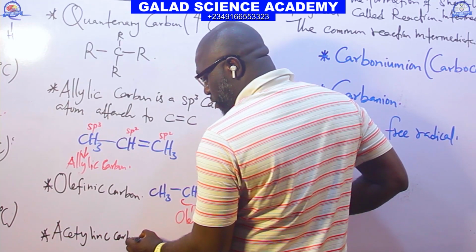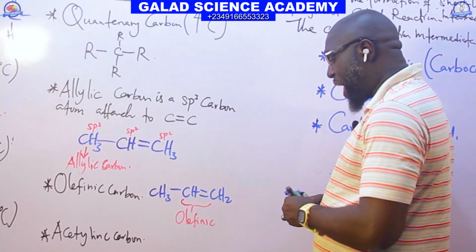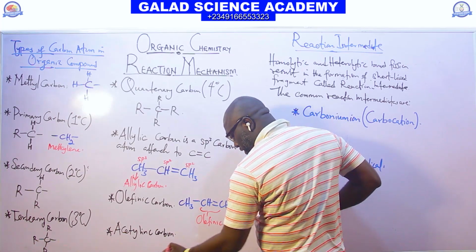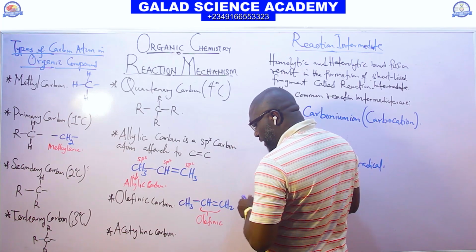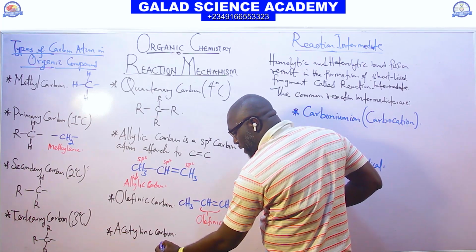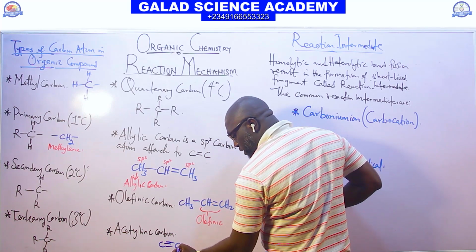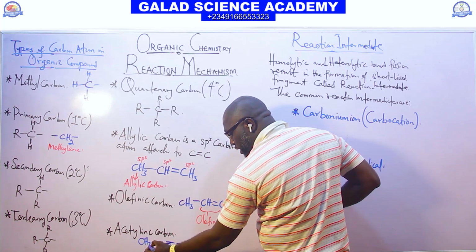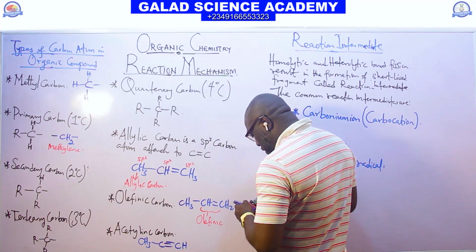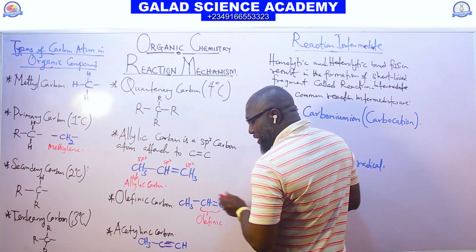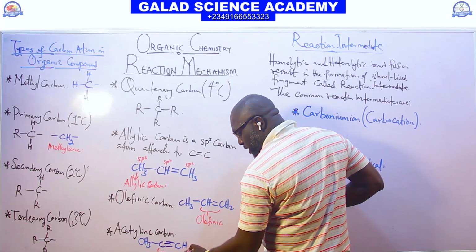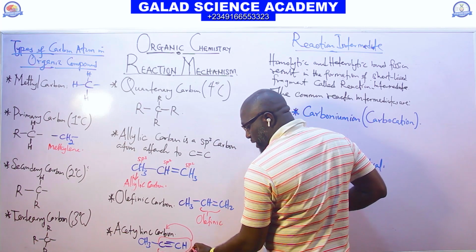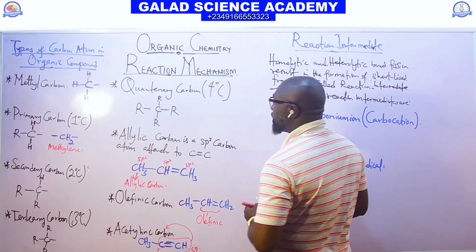The next carbon we also have is called acetylenic carbon. The acetylenic carbon is the carbon atom that is attached to a carbon-carbon triple bond. Any carbon atom attached to a carbon-carbon triple bond. These two triple-bond carbons here are called acetylenic carbons. Their hybridization is sp.